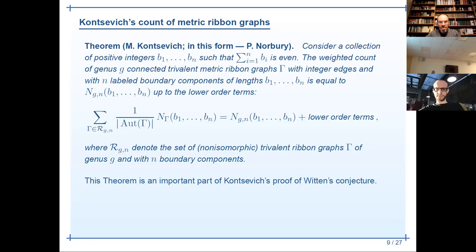Otherwise, it's not true. Then the weighted count of genus g connected trivalent metric ribbon graphs with integer edges and with n labeled boundary components is equal to alpha, up to lower order terms. So I'm taking the sum over the set of all non-isomorphic trivalent ribbon graphs of genus g with n boundary components. And also, I'm using this weight.